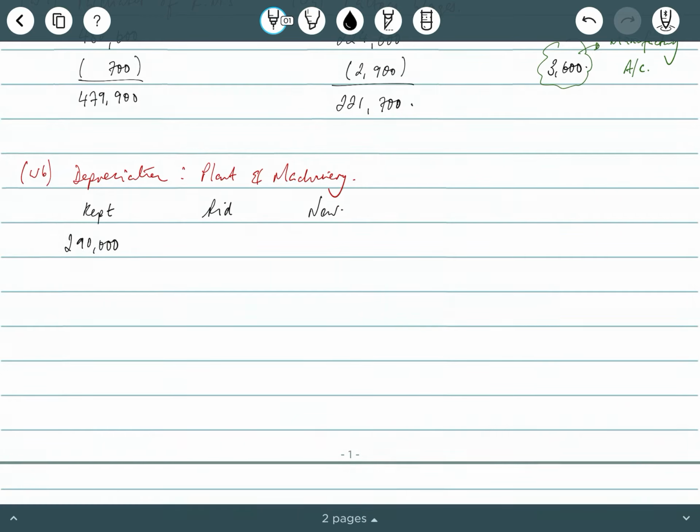I'm getting rid of a piece of plant and machinery which cost me 18,000, and then the new bit of plant that I'm purchasing is 30,000. So 290 minus 18 is 272. We're going to multiply that by the full rate for depreciation, which is 15%. So 272,000 times 15% is 40,800.